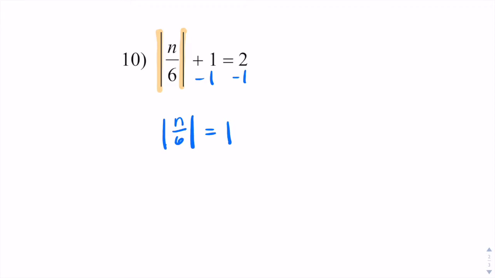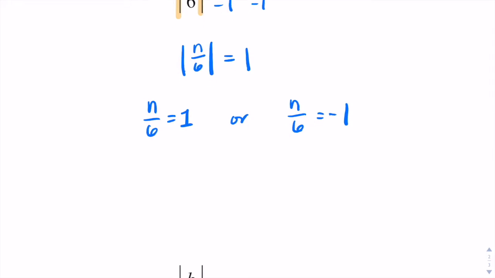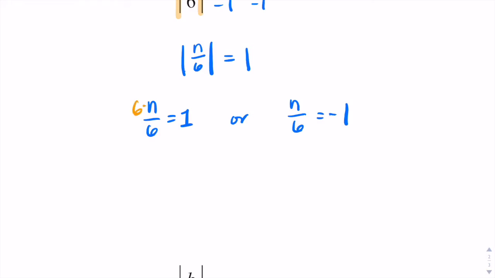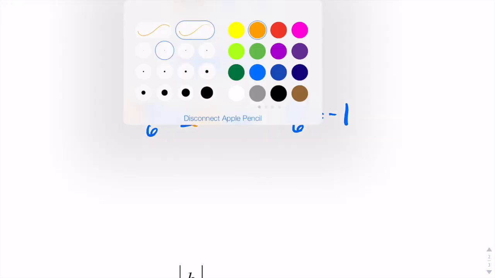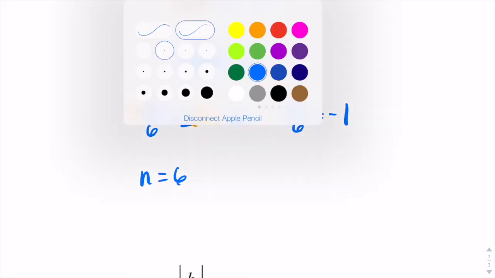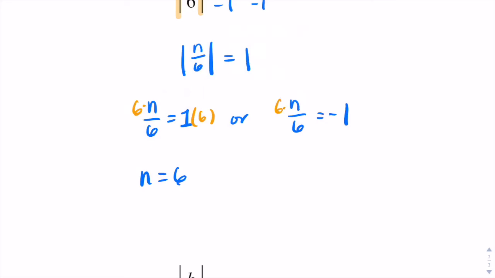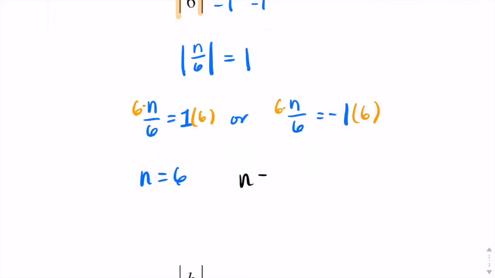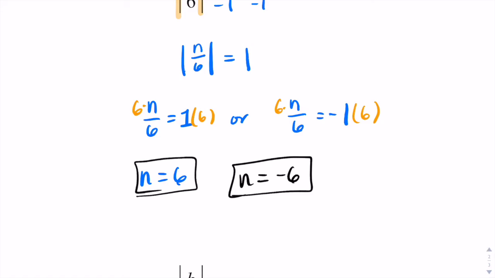So this means one of two things. Either n divided by 6 is equal to positive 1 or n divided by 6 is equal to negative 1. To solve this, inverse operation would be to multiply by 6. So I multiply both sides by 6, and n is equal to 6. And I do the same thing on the other one. I multiply by 6, and n is equal to negative 6. So two solutions.